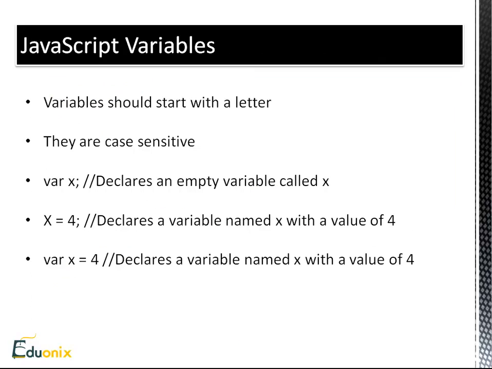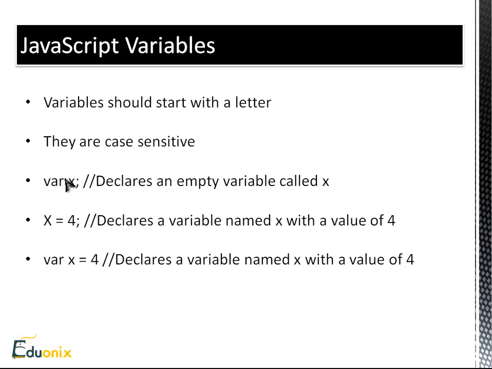So variables. If you have any experience in any programming language, then you probably know what variables are. They're basically a placeholder for pretty much anything: text, integers, objects. And like any other programming language, JavaScript variables do have some rules that they have to follow. For instance, variables should always start with a letter, preferably a lowercase letter, although you could use uppercase. They are case sensitive, so capital X equals 4 is not the same as lowercase x equals 4.